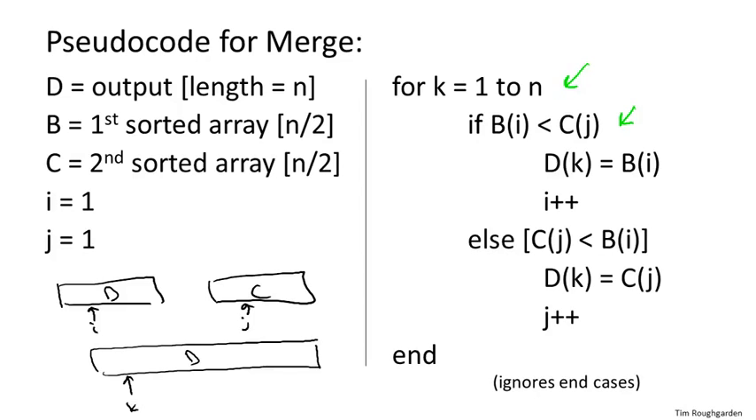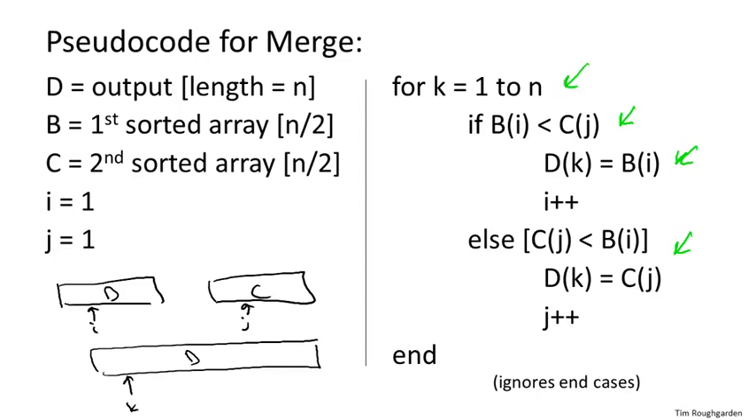You compare the two candidates for the next one to copy over. You look at B of i, you look at C of j. Whichever one is smaller, you copy over. So the first part of the if statement is for when B contains the smaller one. The second part, the else statement, is for when C contains the smaller one. Okay, so that's how merge works. You go down B and C in parallel, populating D in sorted order from left to right.